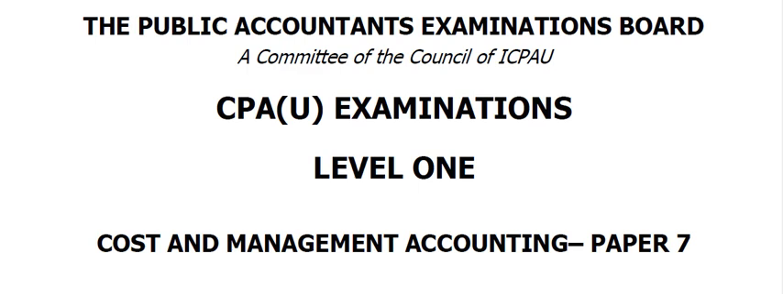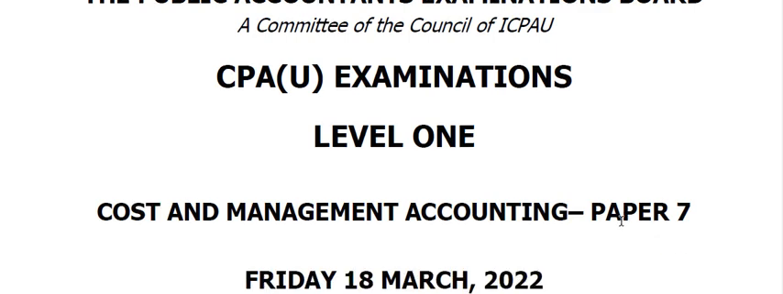In today's video, I will look at process costing. On your screen, I have a question paper for Paper 7, that is Cost and Management Accounting. This was before the syllabus change, but of course, now it is Paper 6. This question paper is March 2022, and it's what I'm going to use.